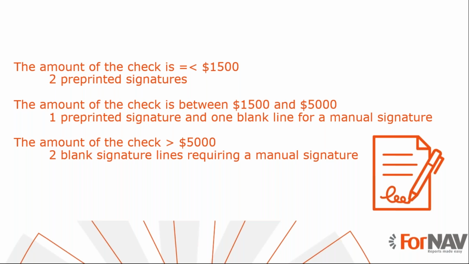Today we're going to look at adding multiple signatures to your Business Central check reports. Please consider this scenario. We want to display two signatures when the amount is under $1,500, one signature when the amount is under $5,000, and no signature when the amount is above $5,000. To demonstrate how to add multiple signatures, we will use the Fornav check setup table and the check report from the Fornav customizable report pack. However, you can add multiple signatures to any report in any extension using the instructions from this coffee break.